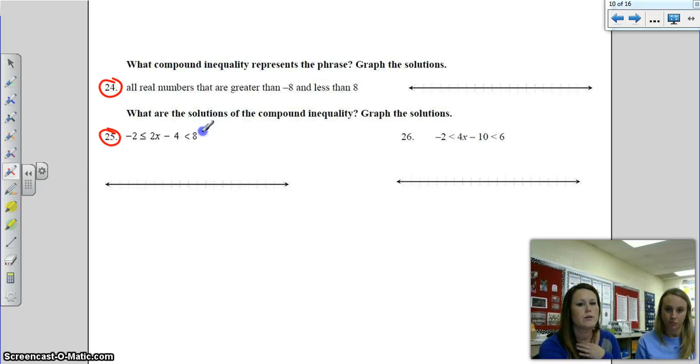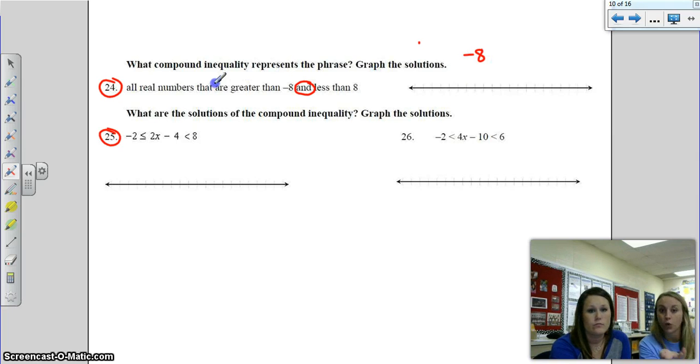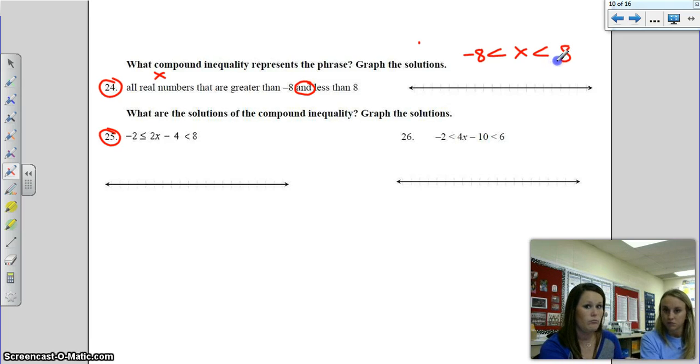So number 24, all real numbers that are greater than -8 and less than regular 8. So it says "and less than," so we already know it's going to be an "and" inequality. Then you can just start with the least number, -8. It says all real numbers are greater than x, so that means -8 is less than x. Is it equal to? Nope. And then less than the regular 8. You got it. Every "and" that I've ever seen has the signs facing this direction.